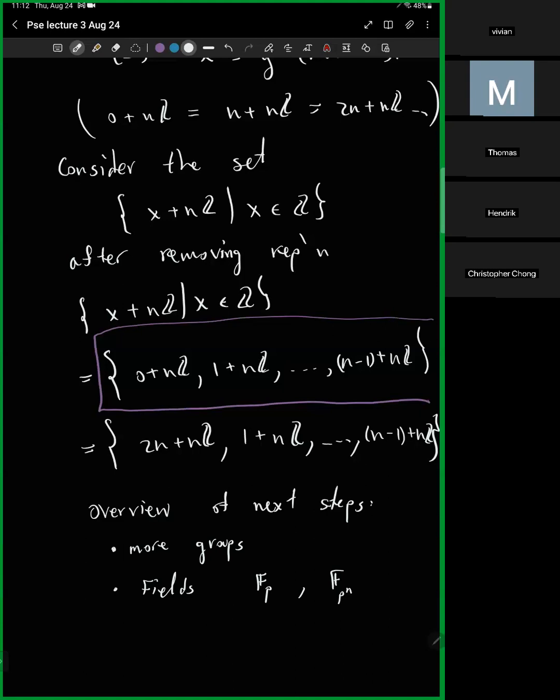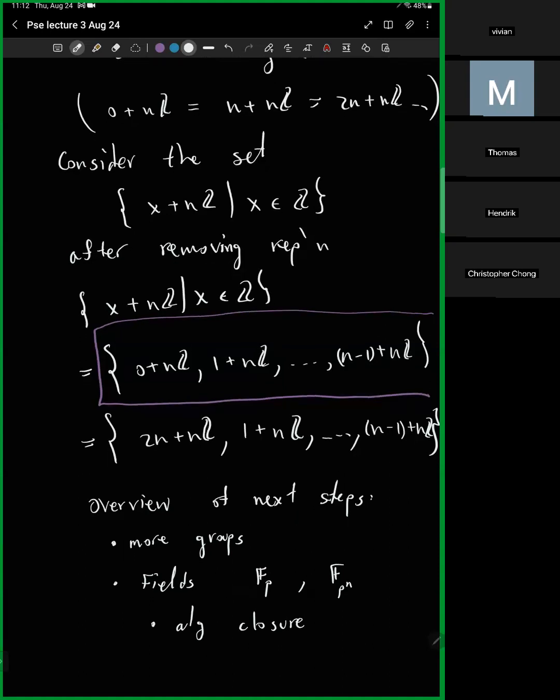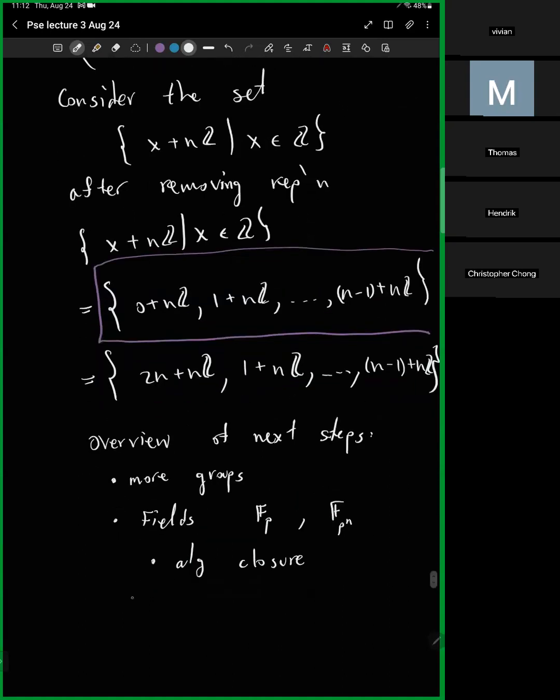Then we will need to talk about the algebraic closure of a field. We only do the finite field version, so it's a bit easier, but still it requires some effort. And after we did all that, we can get into elliptic curves.